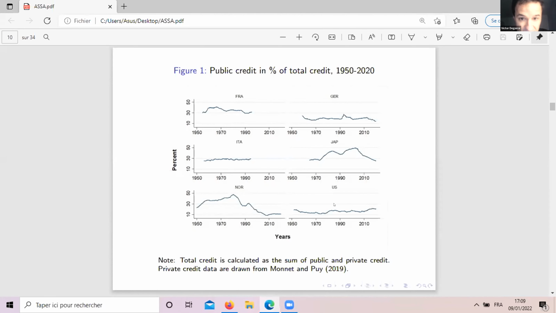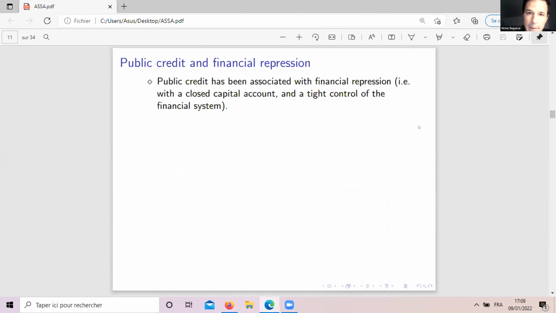What we can also say is that, except in the US, public credit historically represented a large share of total credit. And it was not only high during the post-war period, it tended to stay high long after. So just some basic notions: public credit and financial repression.